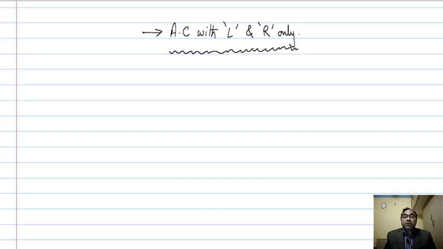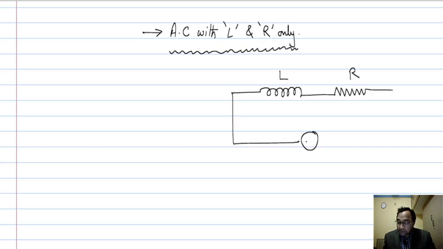Let us discuss an AC circuit in which an inductor and a resistor are connected to an AC source. If we try to draw a simple circuit diagram, it might look something like this: an inductor in series with a resistor, both of them connected in series to an AC source.